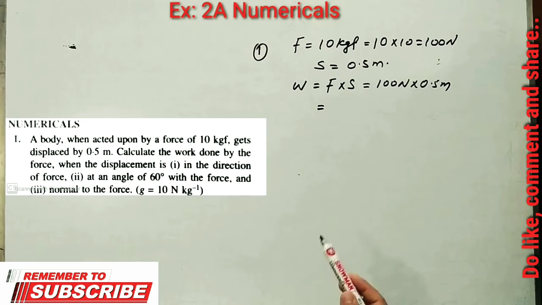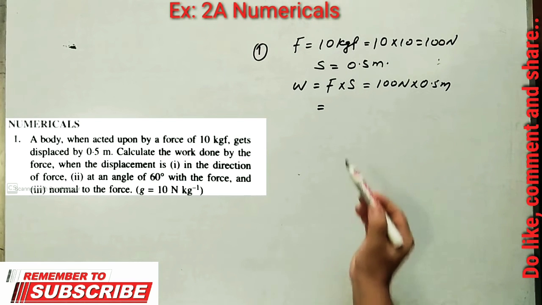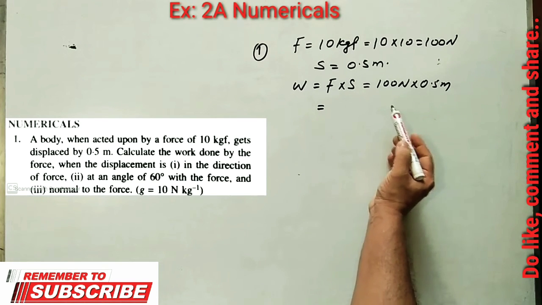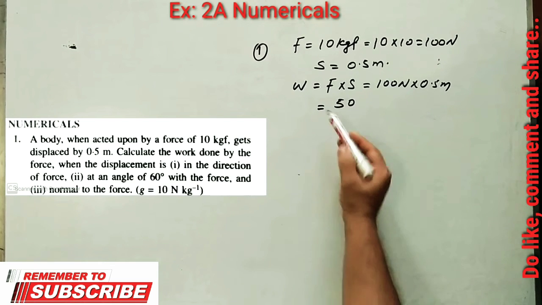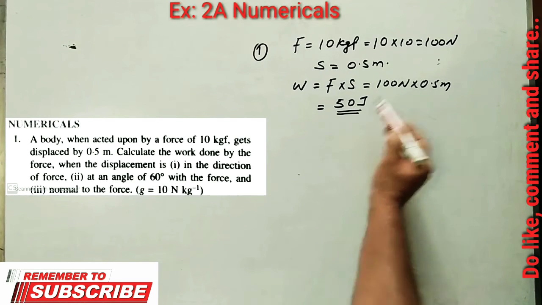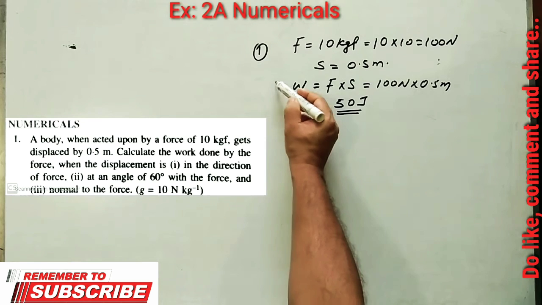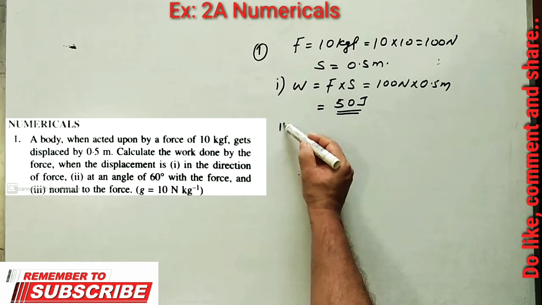So what is the work done in the direction of force? That's equal to 100 into 0.5, that is equal to 50. What is the unit of work done? 50 joule. Correct. Write the correct unit. Okay, so that's the first part. Moving on to the second part.